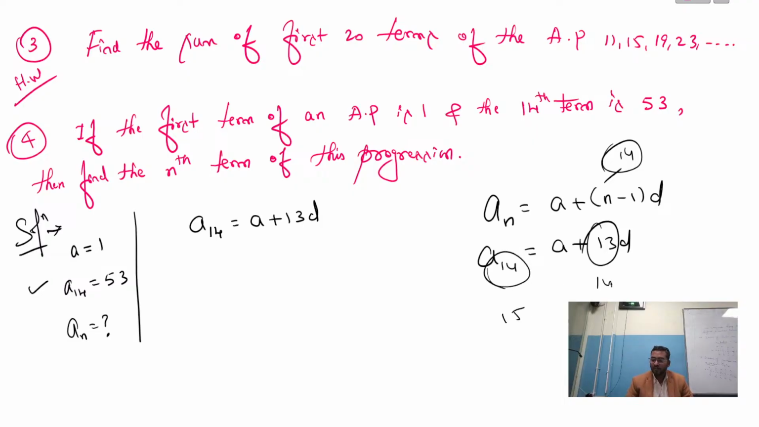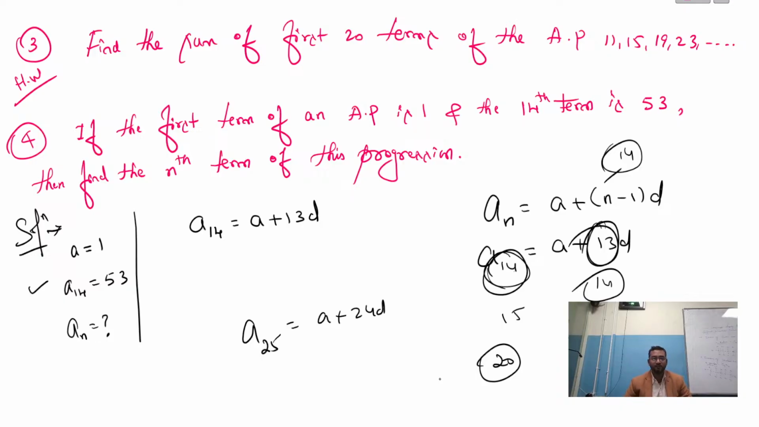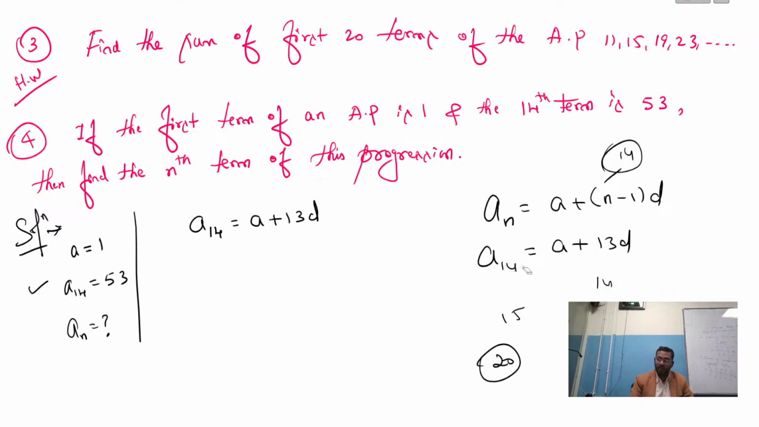Here if you get 15, write here 14. Here if you get 20, write here 19. Right? If they ask you 25th term, directly you can write a plus 24d. Just one value less. Here 14 means here 13. Here 25 means here 24. Clear?